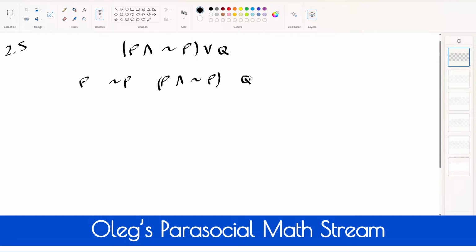I'm going to put Q over here. I bet the book is going to go P, Q, then not P. But I like it this way because right now I'm just going to work through the P's. And then we're going to go to the Q. And then we're going to establish what is the final, P and not P or Q. All right?